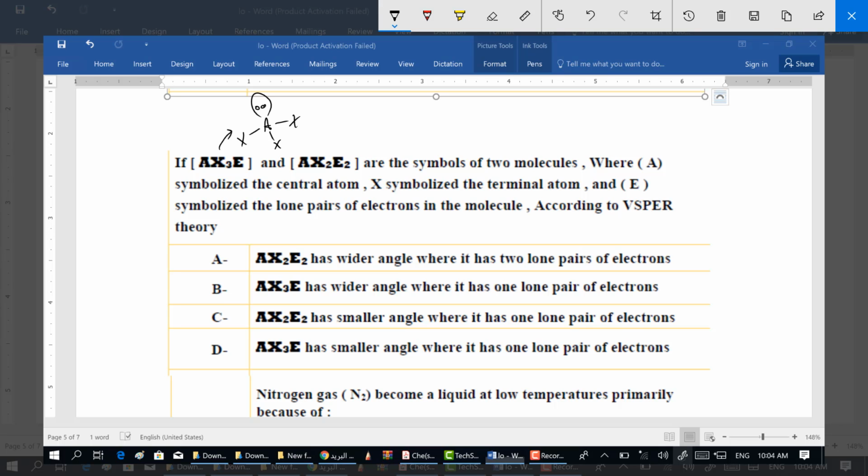But for this one, it will be central atom A surrounded by 2 X, and we have 2 lone pairs of electrons. When the number of lone pairs of electrons increases, the angle becomes smaller. So a lone pair from this side and a lone pair from this side will make this angle smaller. So AX2E2 has a smaller angle, yes, it's correct, and has a lone pair of electrons, it's not correct.